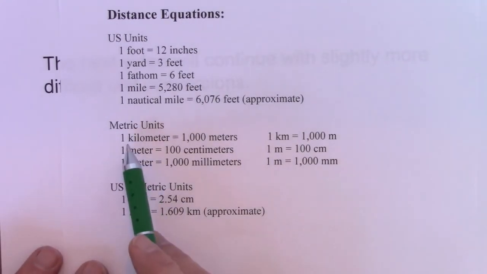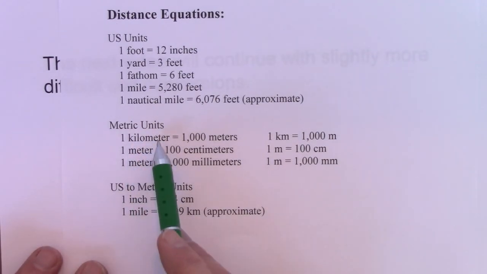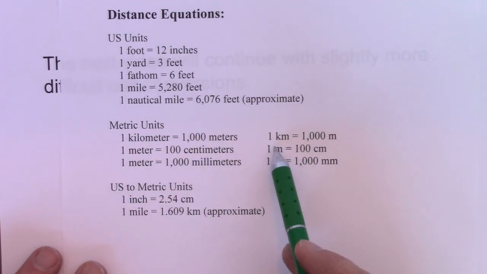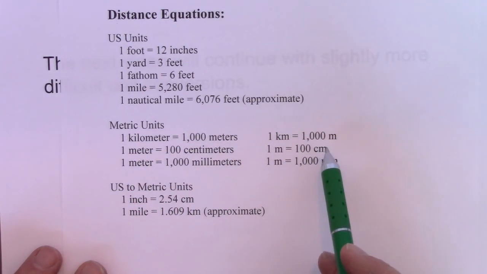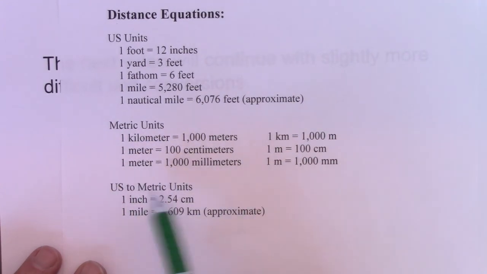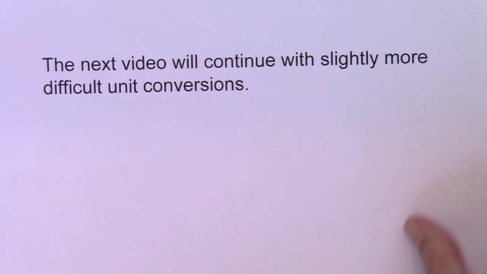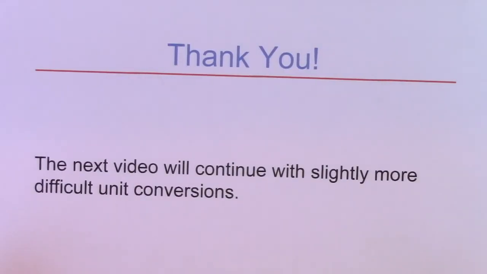We also have metric units where we want to write 1 kilometer equals 1,000 meters, or here's the abbreviated form, 1 km equals 1,000 m, and so on for metric units and for these US to metric units. Okay, restart the video.